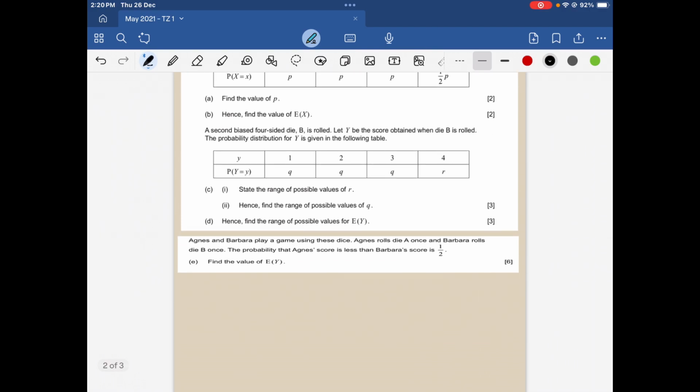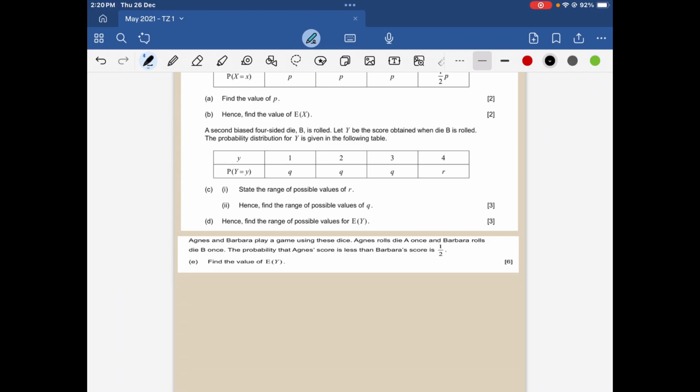Going to part C, it says a second biased four-sided die B is rolled. Let Y be the score obtained when die B is rolled. The probability distribution for Y is given in the following table. Similar to X, they have given for Y. Now they are asking C1, state the range of possible values of R.